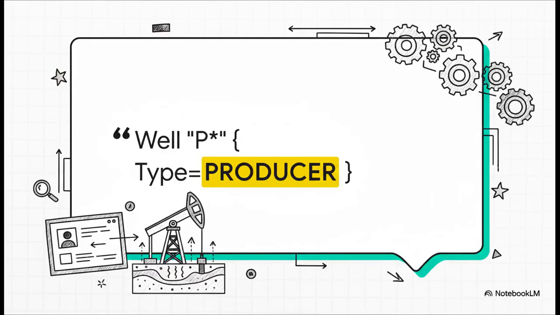And just look at this example. It shows you exactly how intuitive the language is. I mean, even if you've never seen this before in your life, you can probably guess what this does, right? It's defining any well that starts with the letter P as a producer. That's it. It's this clean, logical approach that makes building and, frankly, debugging your models so much faster.